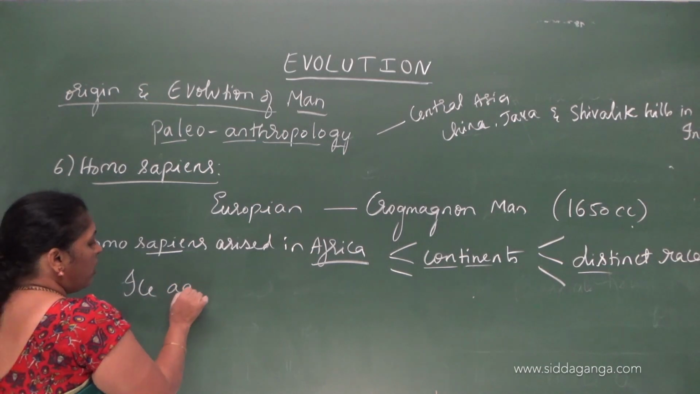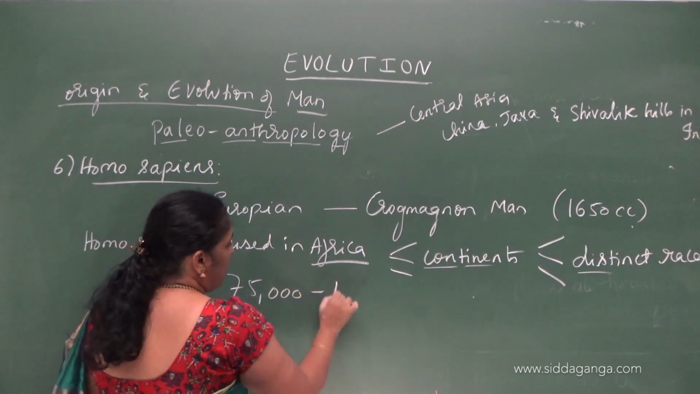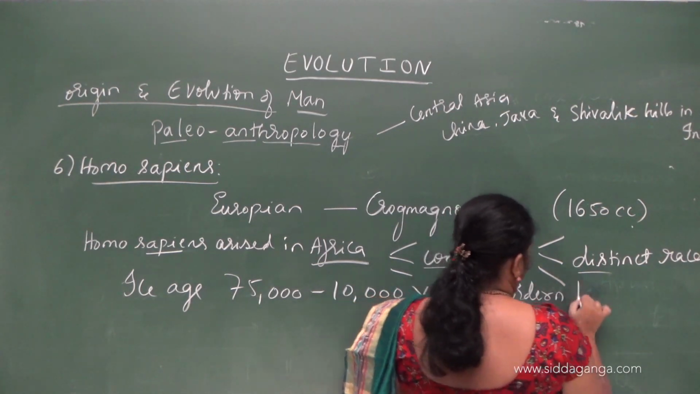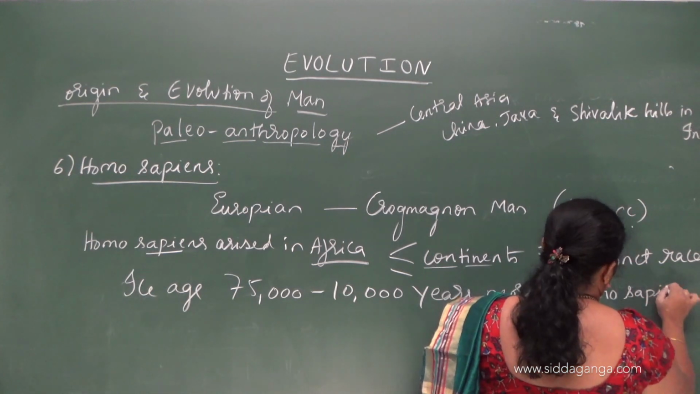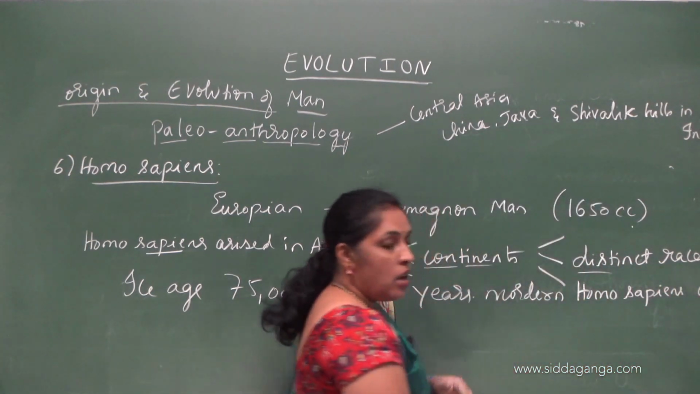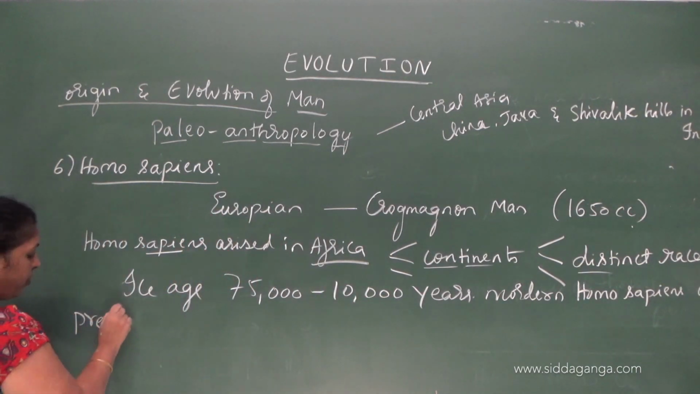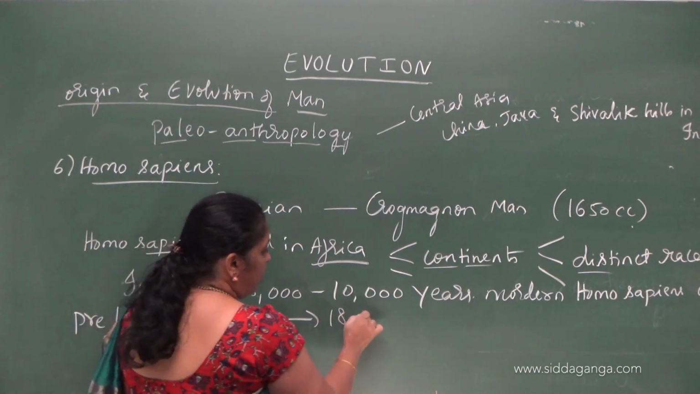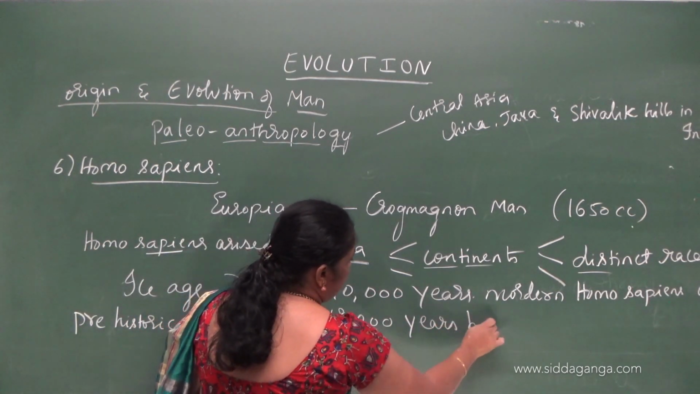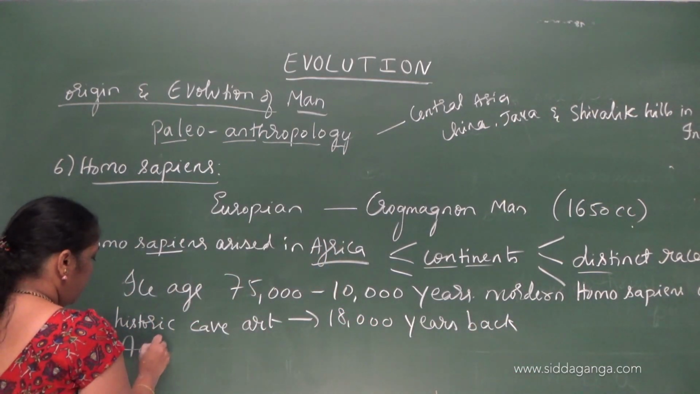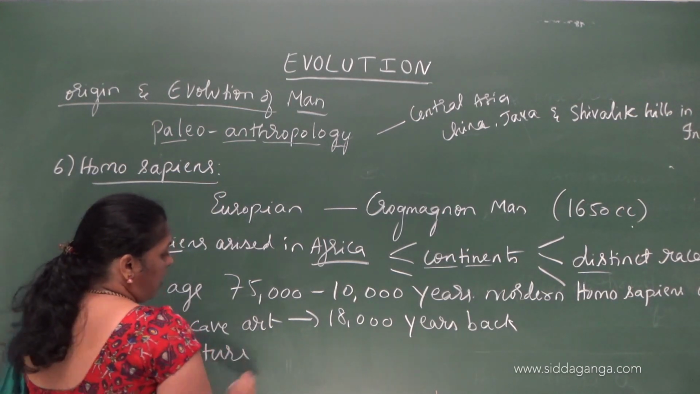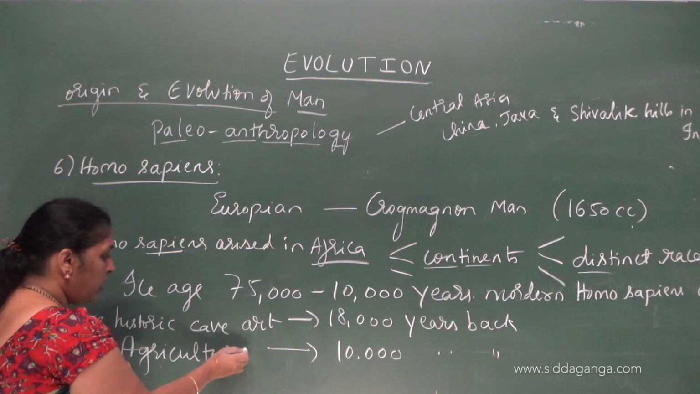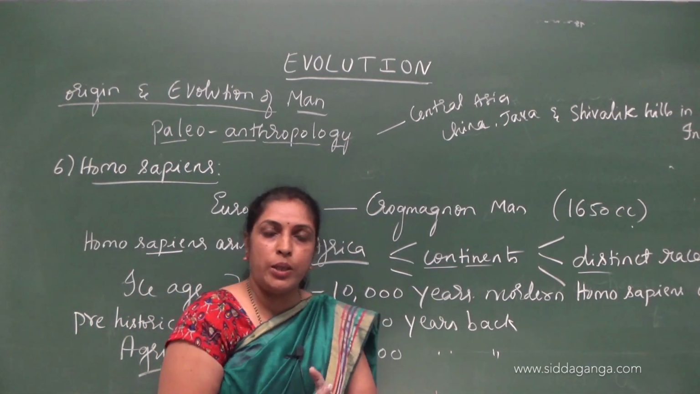During the Ice Age, nearly between 75,000 to 10,000 years, modern Homo sapiens arose. And prehistoric cave art was developed nearly 18,000 years back. Agriculture came nearly 10,000 years back, and human settlements started. When agriculture came into existence, then human settlement started.